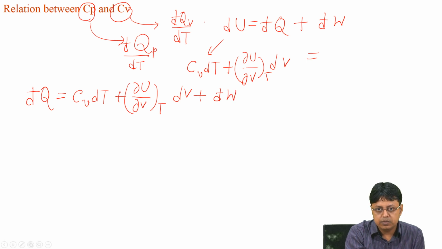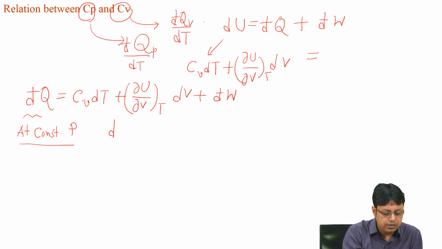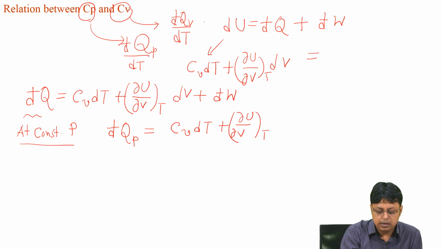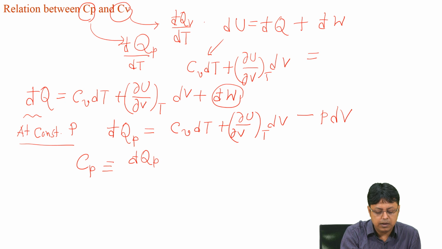Now in order to get a relation between Cp and Cv, I have to write this đq_P as Cp. So we are considering a constant pressure process. So at constant pressure, what will happen? I will have đq_P is nothing but Cv dT plus (∂U/∂V)_T dV minus, now the expression for đw is minus P_opposing into dV, but since it is a constant pressure process, P_opposing is nothing but P, which is pressure of the system. So we can write it as minus P dV, and then we can divide both sides by dT and define Cp as đq_P divided by dT.